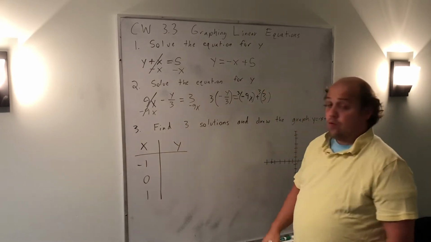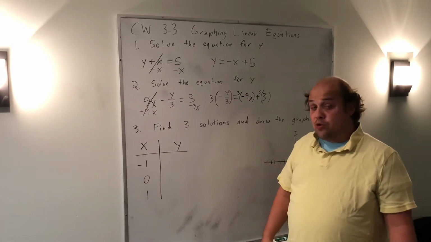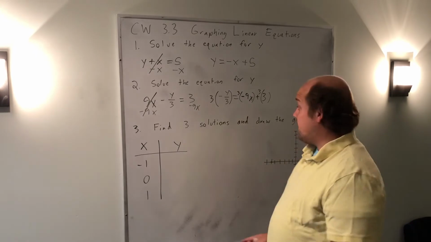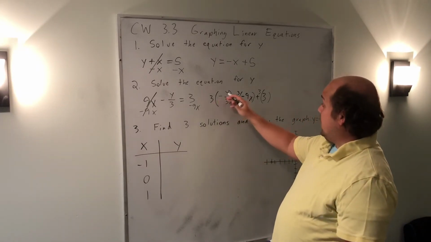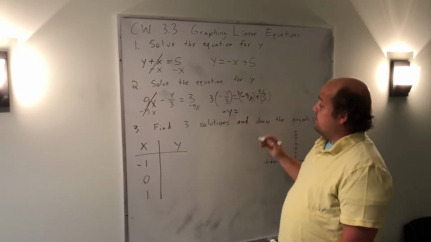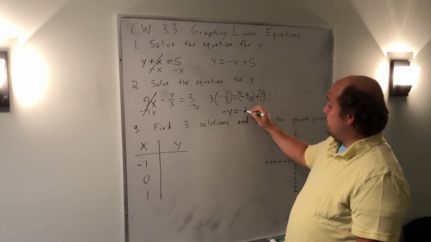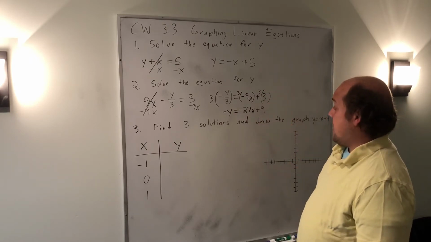So the reason we're multiplying by 3 is because we divided by 3 here. If you wanted to multiply by a negative 3, that would be perfectly fine in this step. I'm just doing it in 2 steps. So 3 times negative y over 3 leaves me with negative y. 3 times negative 9 gives me negative 27x. 3 times 3 gives me 9.